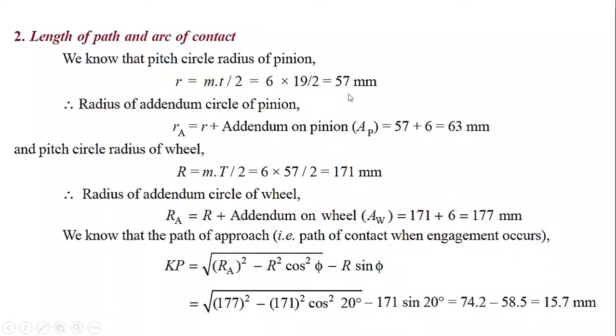Okay, the small r is 57 millimeter. Small RA is equal to 63 millimeter. Capital R equal to 171 millimeter, and capital RA equal to 177 millimeter.